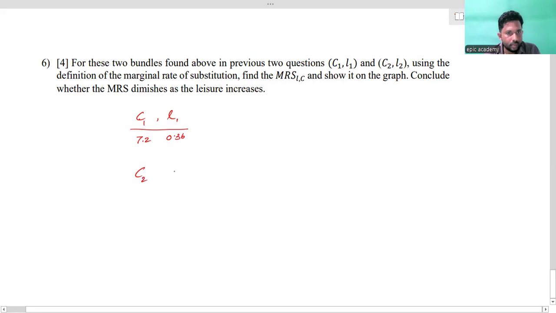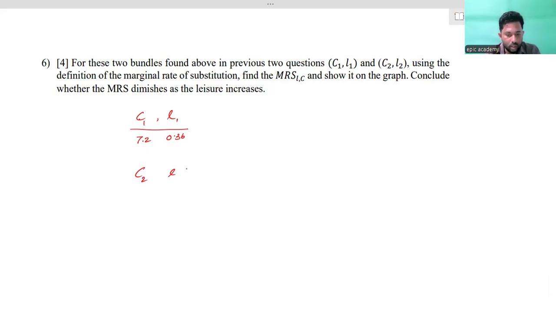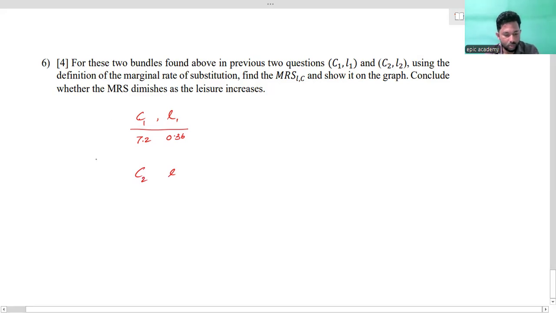Then C2 and L2. So after adding that value for the equations, you can calculate bundle number 2, right? 6.23 for the consumption, leisure 1.46. Those are the things you have to identify after two bundles.